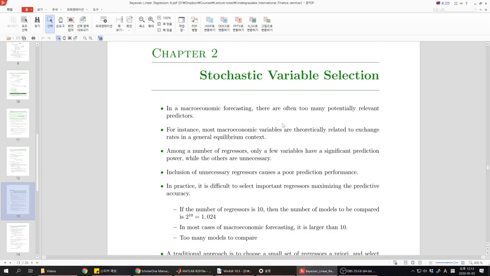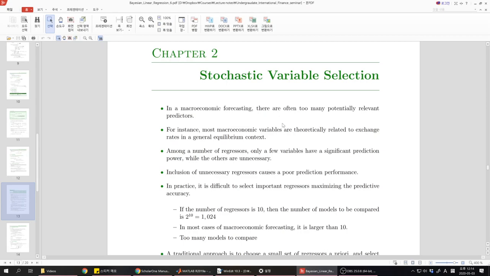Right? Now we are moving to Bayesian variable selection. This is also called stochastic variable selection. Then let me give you the motivation first. So for example, we are forecasting exchange rate.